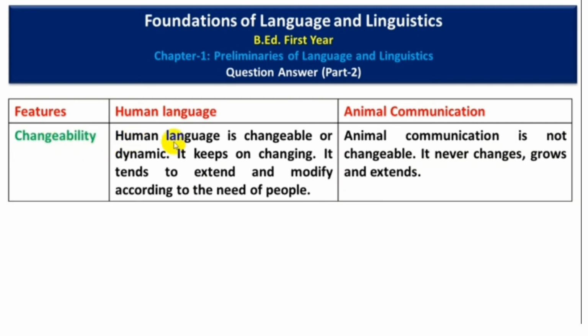Changeability. Human language is changeable or dynamic. It keeps on changing. It tends to extend and modify according to the need of people. Animal communication is not changeable. It never changes, grows, and extends.